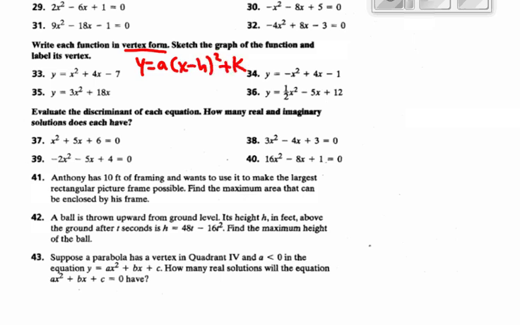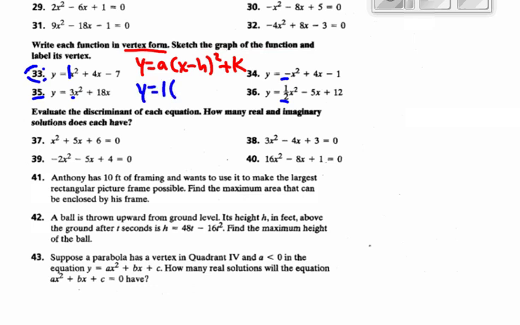Okay, here's a shortcut. Let's call it cheating, because you're not having to show any work. All right, so here's how it is. A is whatever this A is right here. That doesn't change. So in this case, A is 1. In this one, A is 3. In this one, A is negative 1. This one, A is 1/2. Done deal. We're just doing number 33 right now, so I already know it's 1.